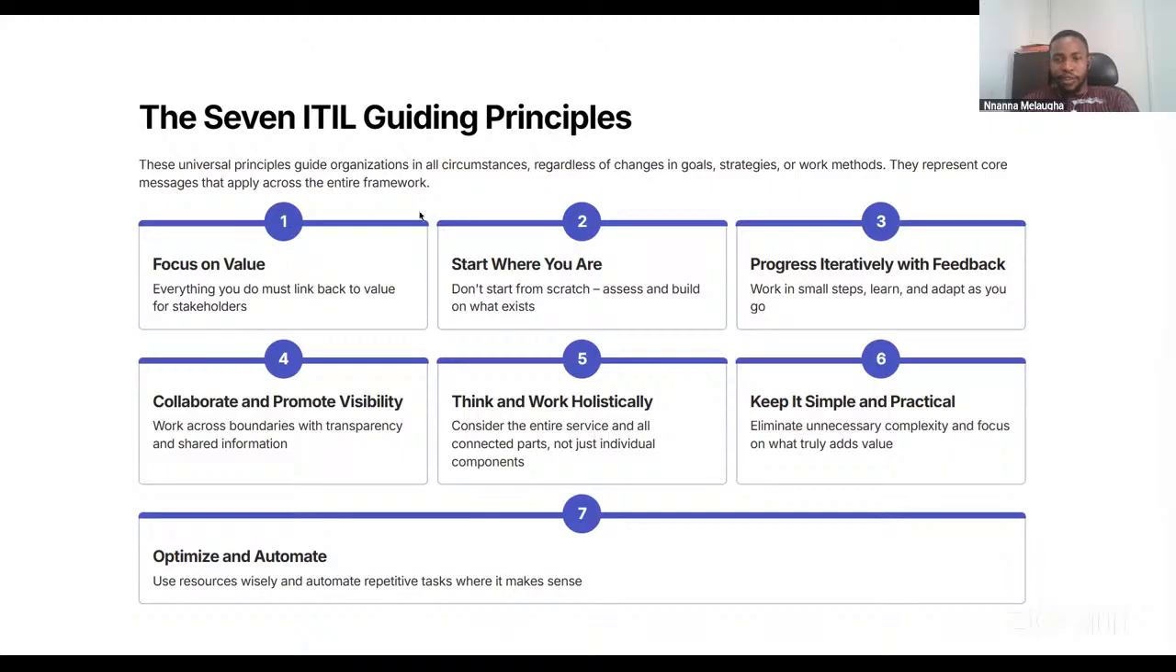Then third is you're progressing iteratively with feedback, right? So you don't just have a problem, have an issue, and go all the way to fix it. You're progressing iteratively, like agile methodology, working in small steps, trying to get feedback from the customer, to make sure there's an understanding, there's transparency, and you're able to render that service properly. Then, collaborate and promote visibility, right? Working across boundaries, also promoting transparency. Then thinking and working holistically, right?